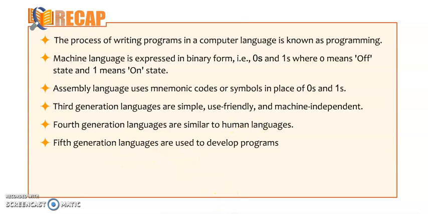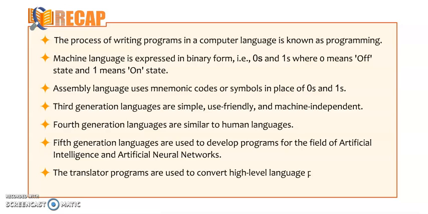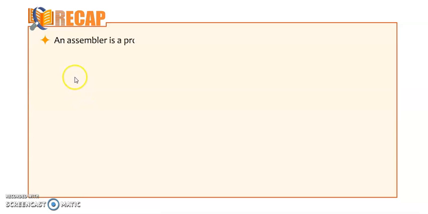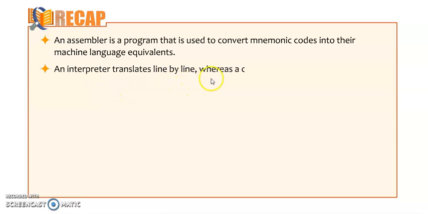Fifth generation languages are used to develop programs for the fields of artificial intelligence and neural networks. Translator programs are used to convert high-level language programs into low-level language programs. An assembler is a program that is used to convert codes into their machine language equivalents. An interpreter translates line by line, whereas a compiler translates the whole program at once. Now the lesson is completed.